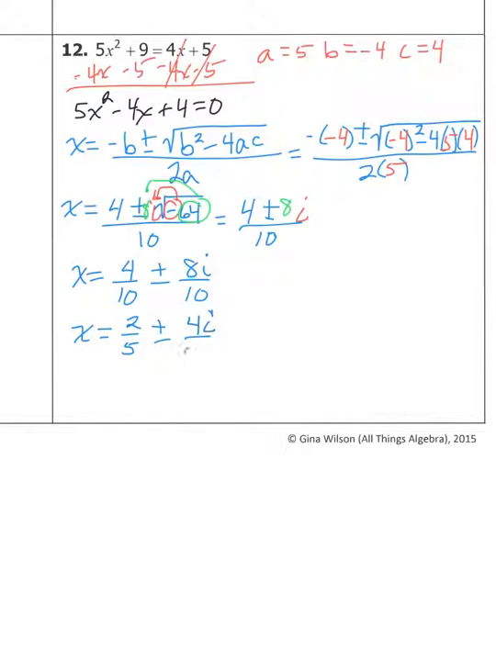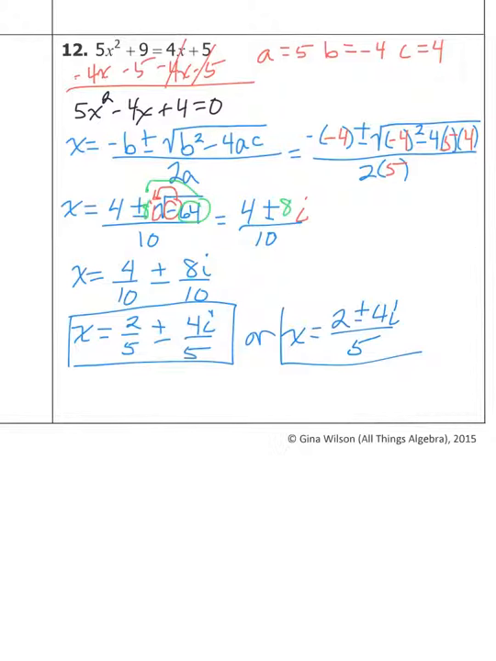4i over 5. So you can leave this as your answer, or since they were both over 5, we can combine the numerator and put it over 5. And this is the preferred way to write your answer, but I'm perfectly happy if you leave it as we just did on the left. But this is the answer I would love for you to be able to get to.